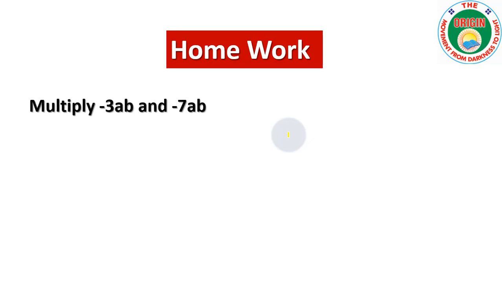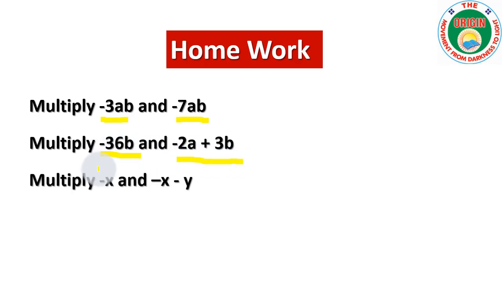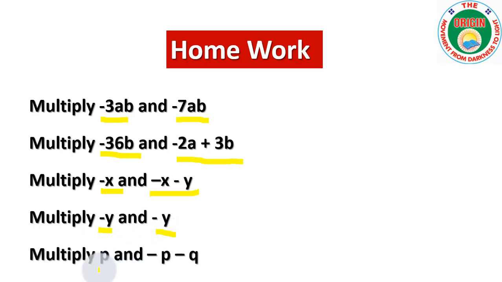After listening to that video, you must do these problems as homework. Multiply minus 3ab and minus 7ab. Multiply minus 36b and minus 2a plus 3b. Multiply minus x and minus y. Multiply minus y and minus y. Multiply p and minus p minus q. This is monomial by monomial, this is monomial by binomial, monomial by binomial, monomial by monomial, and monomial by binomial. Do these problems as homework.